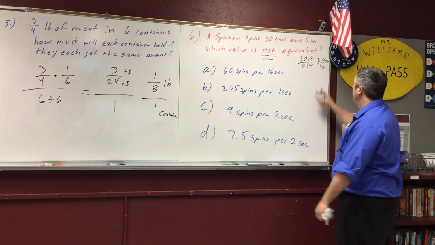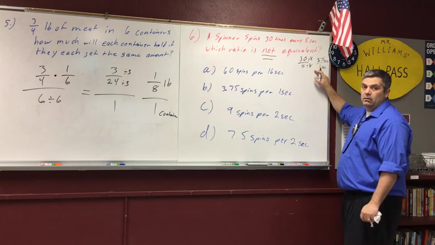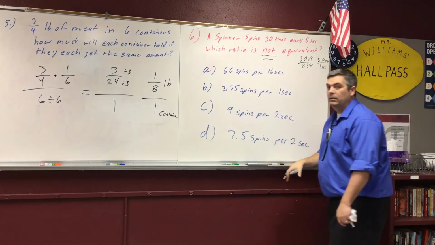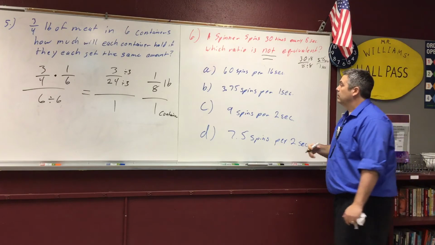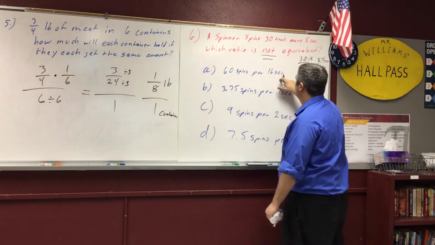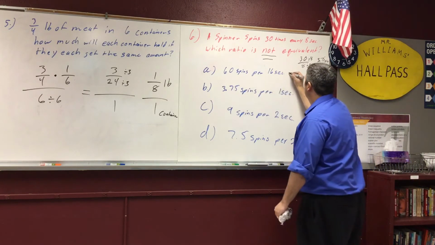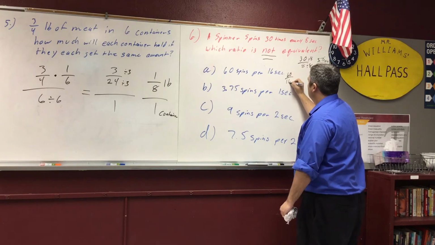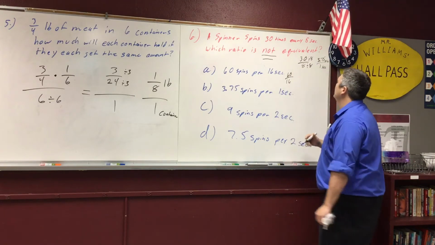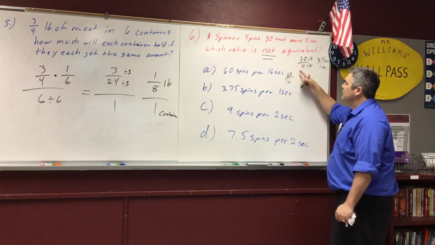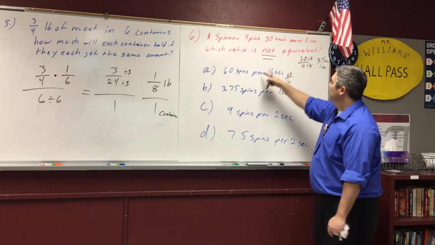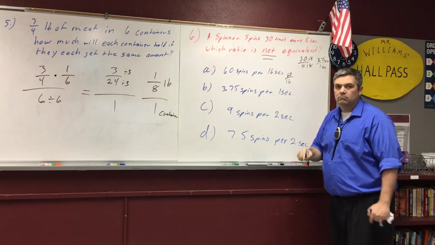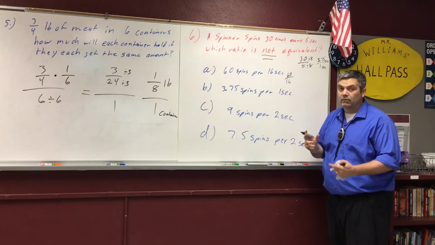So I'm looking for the one that is not this unit rate. I'm going to go through here and set up all of these as a ratio and find the unit rate on each one. So 60 spins per 16 seconds. So 60 over 16. And now guys, look. What did they do here? They just multiplied by 2. 60, 30, 16, 8. This should be an equivalent ratio.